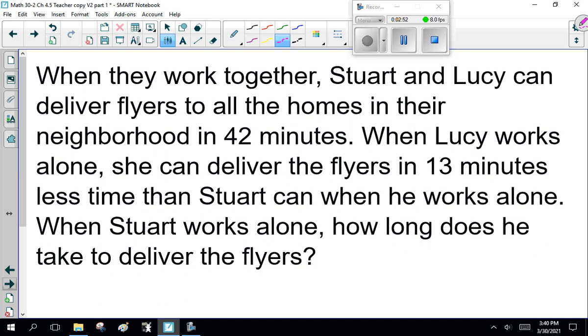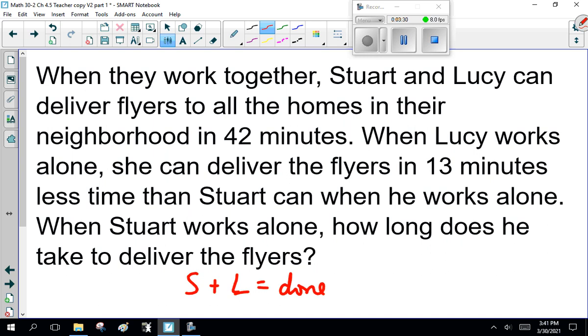Now, when they work together, Stuart and Lucy can deliver flyers to all homes in the neighborhood in 42 minutes. When Lucy works alone, she can deliver the flyers in 13 minutes less time than Stuart can when he works alone. When Stuart works alone, how long does he take to deliver the flyers? Now that's a horrible mess. What I'm trying to get is that Stuart and Lucy can work together to get the job done. That's not the equation you're using. I just want you to realize that's what I'm trying to set up.